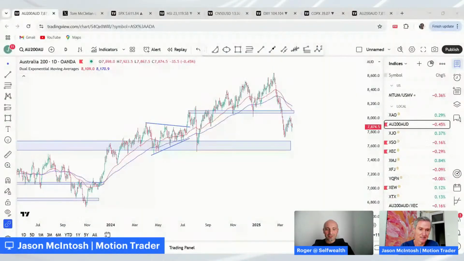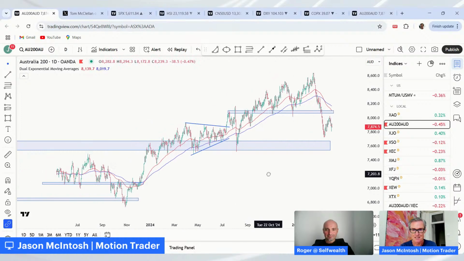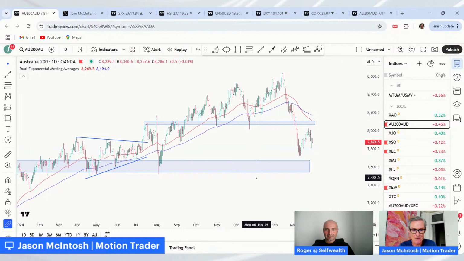All right, so let's get on to our Australian market. It has had another leg down. How is it faring today and overall, Jace? Okay, so let's have a look at the ASX 200. So here we go.